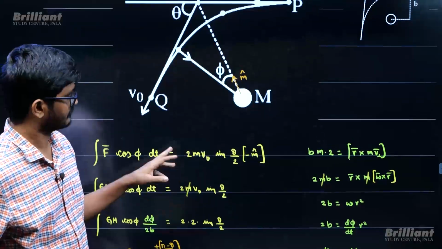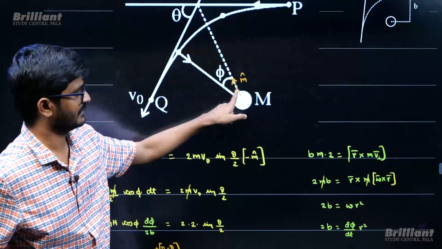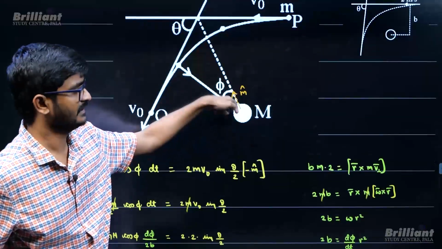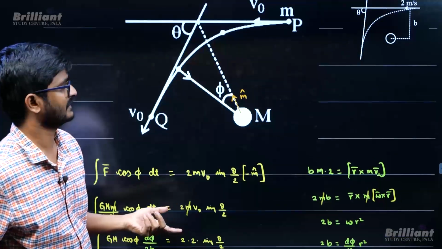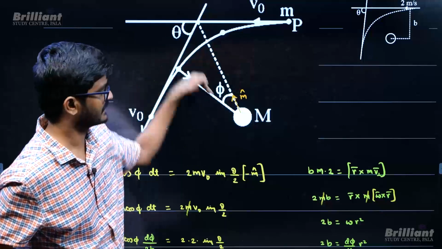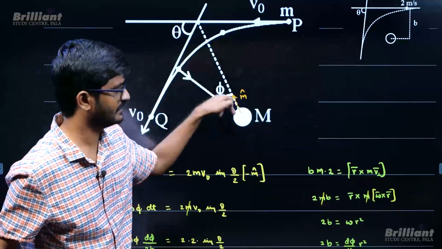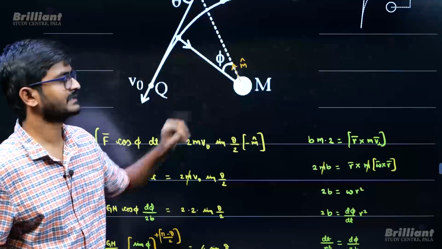Change in momentum will be in this direction. I have taken this as m cap. Change in momentum will be in minus m cap direction. That must make sense because force will be in this direction only, right? Resultant of this force and this force will be in this direction.